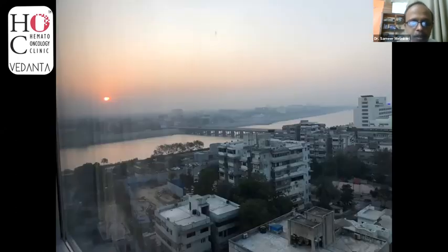Not related to hematology, but this is a river from one of my favorite cities, and guess which one it is? This is the Sabarmati, a picture of which I took from my hotel when I had come for one of my previous CMEs.